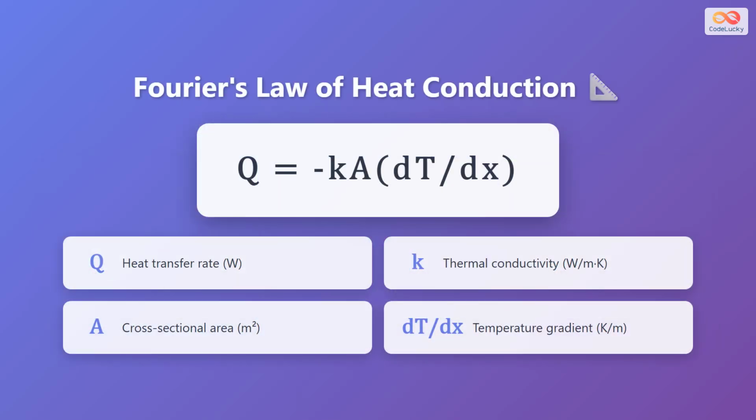The rate of heat transfer through conduction is described mathematically by Fourier's law. The equation states that Q equals negative K times A times dT by dx. Let's understand each component. Q represents the heat transfer rate, measured in watts. K is the thermal conductivity of the material, measured in watts per meter Kelvin. A is the cross-sectional area through which heat flows, measured in square meters. And dT by dx represents the temperature gradient, which is the rate of temperature change with distance, measured in Kelvin per meter. The negative sign indicates that heat flows in the direction of decreasing temperature, from hot to cold.